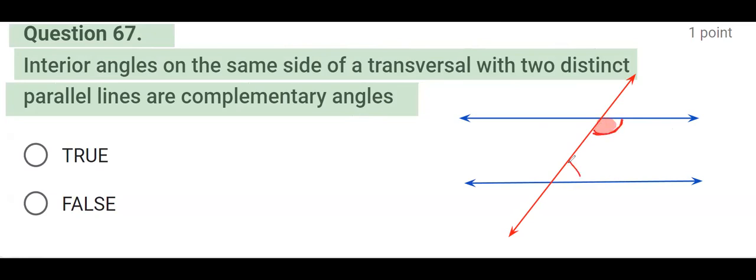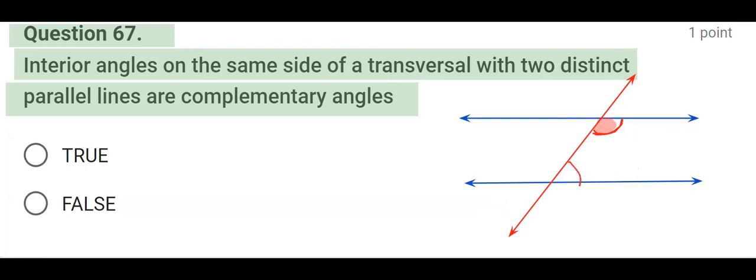I can take the other as this. As you can see here in the diagram, these are interior angles on the same side of the transversal and clear with the two distinct parallel lines. Now they are asking whether these two angles are complementary. That's not true. We should know that.